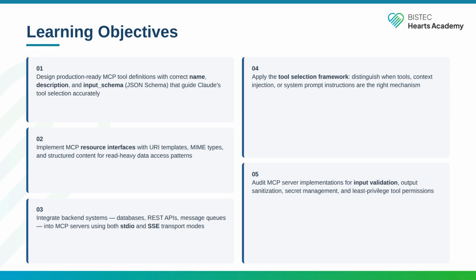There are 5 things you'll be able to do by the end of today. First, you'll be able to design production-ready MCP tool definitions with the right name, description, and JSON schema input schema that guide Claude's tool selection accurately. That word accurately matters. A poorly written description is the number one cause of wrong tool invocations in production.